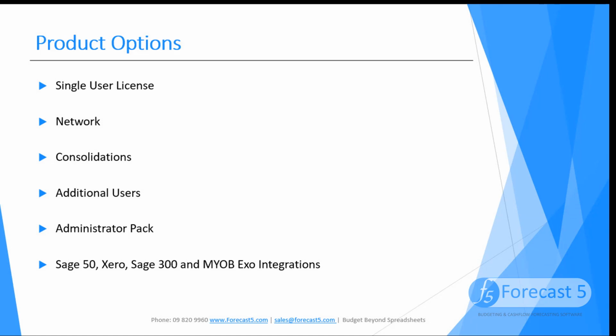We sell it as a single user network license. You add network for multi-users, consolidations, and you can add additional users and an administrative pack. So if you're a large organization with many users, you can restrict who can see which forecasts and processes. Similarly, whether that's a chartered accounting firm, like the branches of KPMG or PW, or an organization with sales groups and departments that want divisionals.